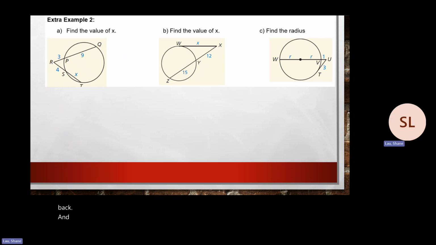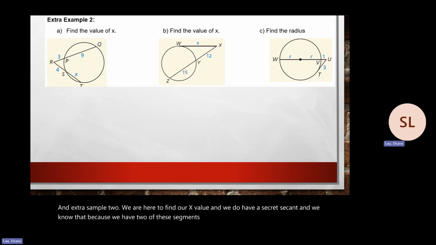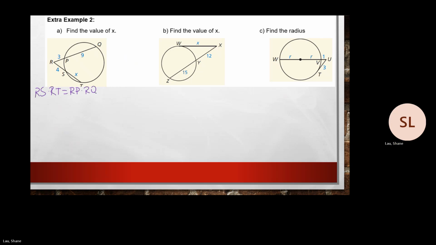In example 2, we are here to find our x value, and we do have a secant secant. Okay, we know that because we have 2 of these segments here that cross at 2 points on the circle and not just 1. So we're dealing with secant secant. Let's go and solve it. RS times RT equals RP times RQ. Look at the things we know. RS is 4, RT is going to be 4 plus X, equal to RP, which is 3 times, not 9, sorry. See, be careful, not 9. RQ is 12. Be careful.